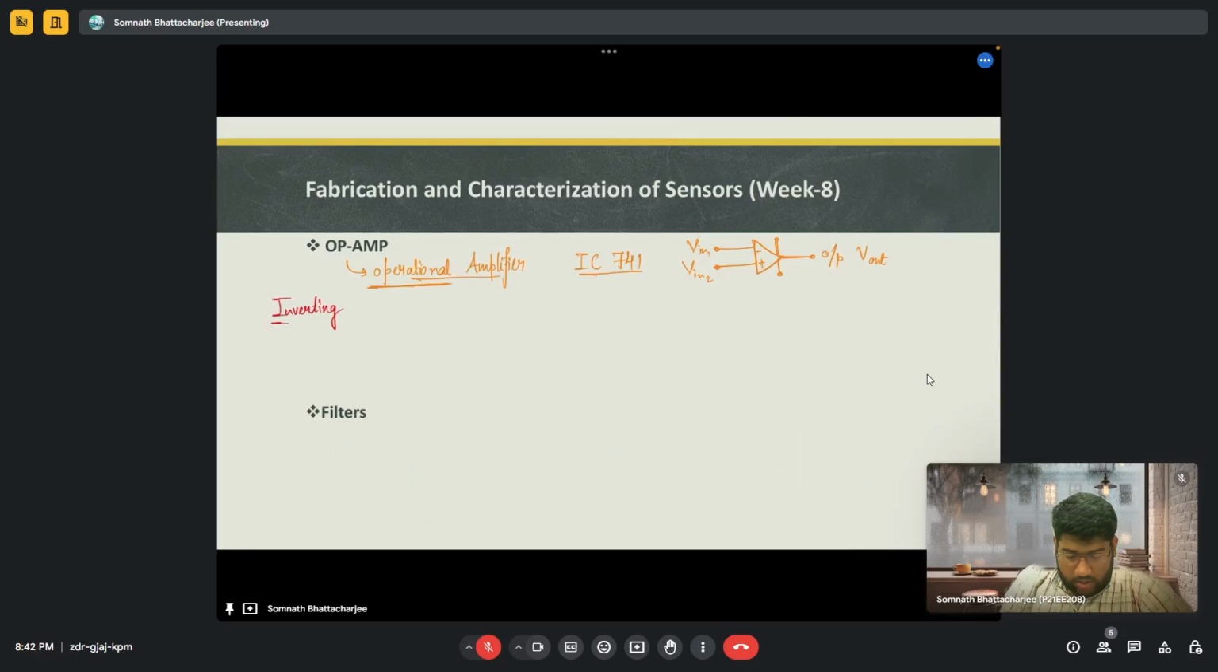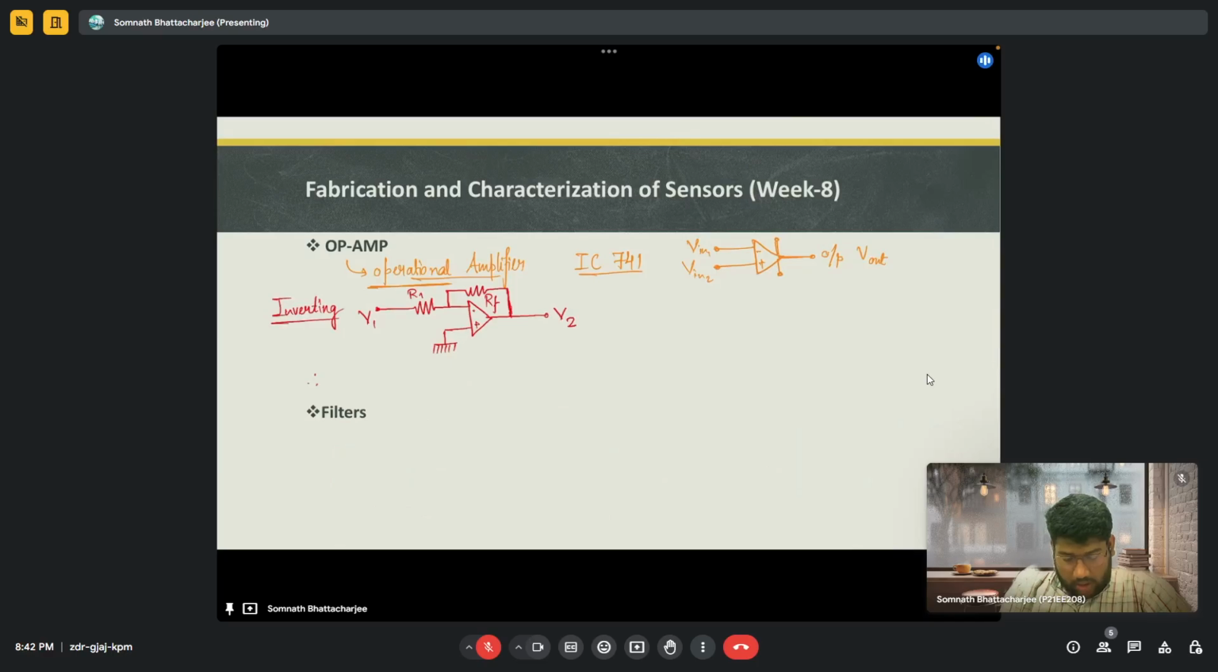So the basic two configurations are the inverting amplifier, in which we put a resistance here, and this is a minus, this is a plus, and it will go towards the ground. Okay, and we put a resistance here and we get the output from here. So this is V2 and this is V1. Let's say this is resistance R1 and this is the feedback resistance RF.